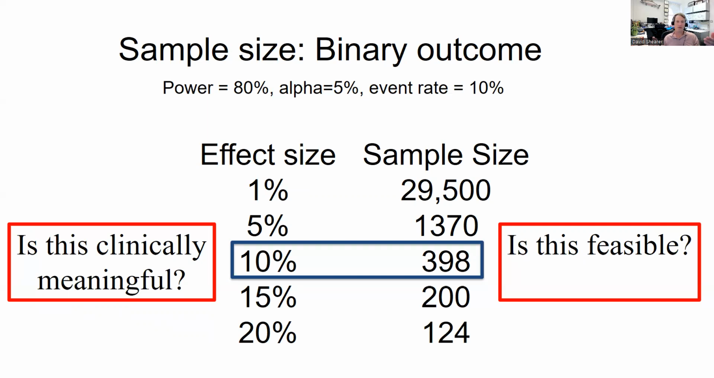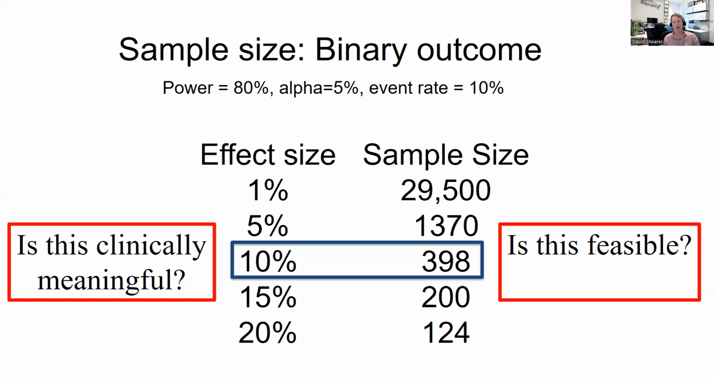If I say that what's clinically meaningful is 10% versus 15%, then it goes to 1,370 patients. And then at 10%, which I think we would all agree at 10% versus a 20% difference is clinically meaningful, then we need 400 patients. And we're going to say that in our case, that is feasible if you have a busy center.